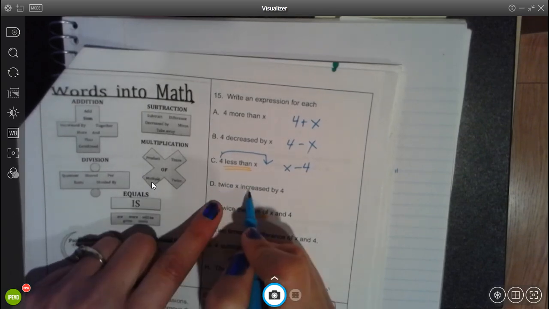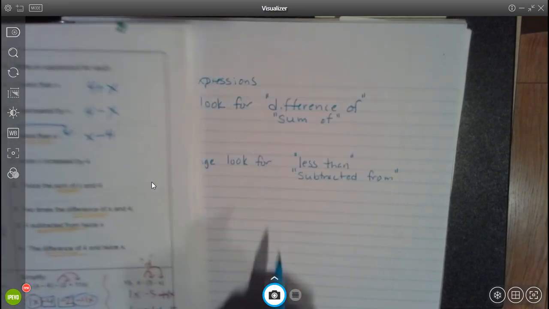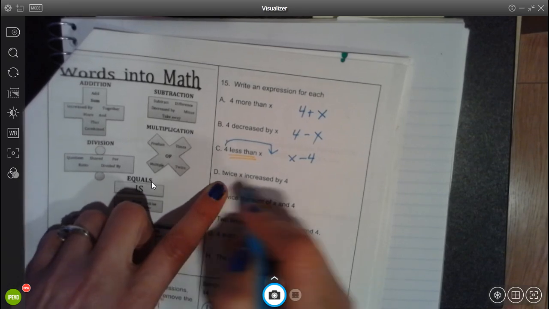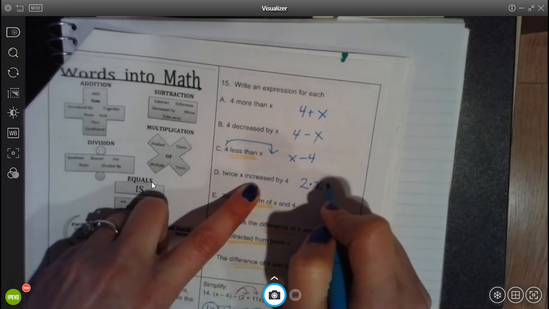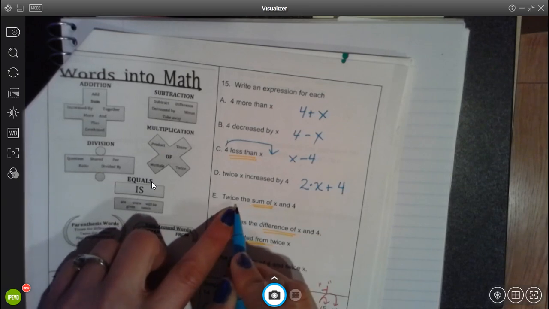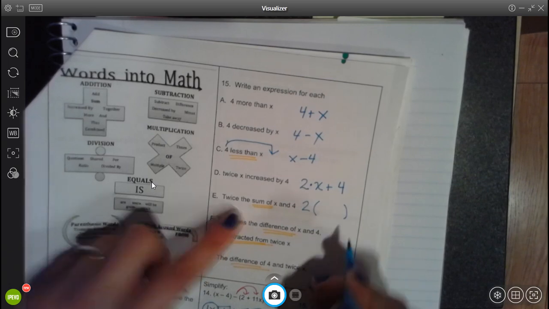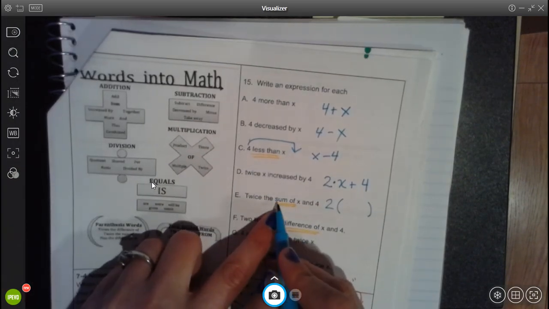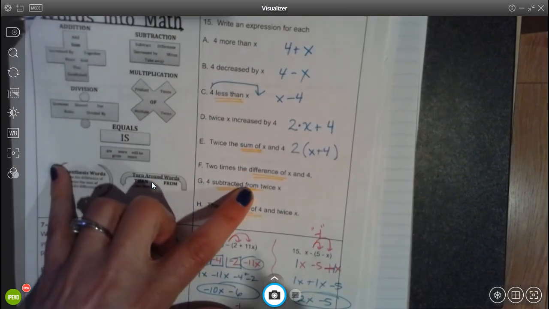So twice x increased by 4. I don't have anything that's fancy in there. None of those phrases that I'm looking for, difference of, sum of. So I'm just going to go in the order that it occurs. Twice means 2 times x. Increased by means plus 4. Twice the sum of. Okay, here twice means this. Sum of means I need parentheses. Sum of, difference of, I know that that might mean parentheses. And what am I summing? x and 4.